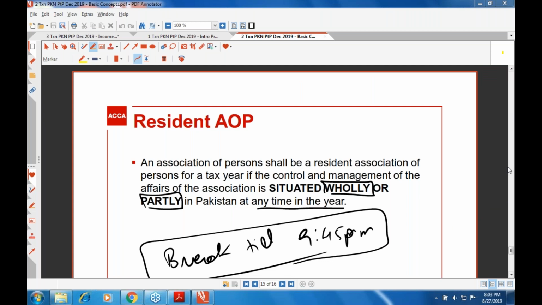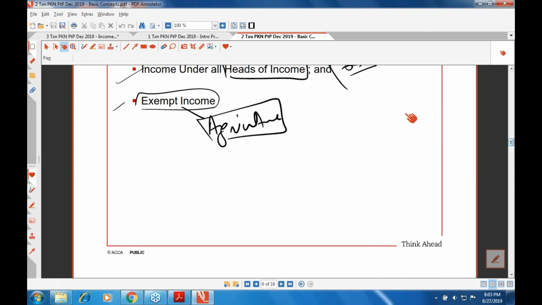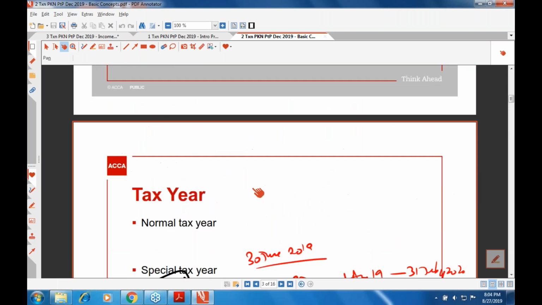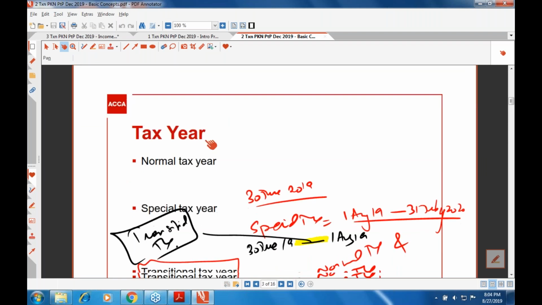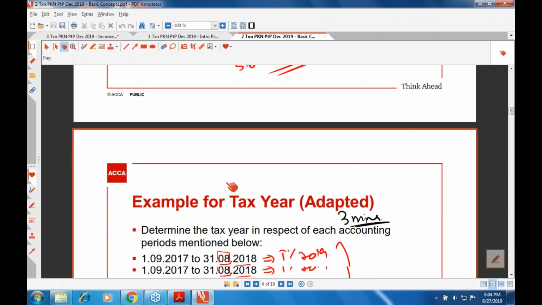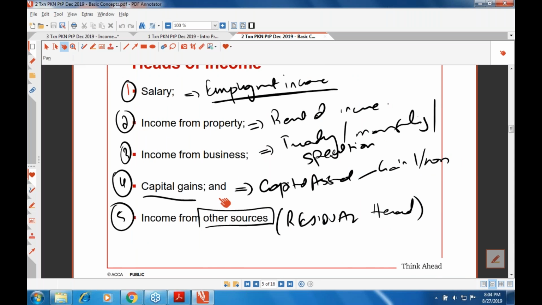Then we started off discussing the basic concepts which are essential in order for us to do taxation. The first concept I talked about was the concept of tax year. We talked about what exactly a normal tax year is, what a special tax year is, and what a transitional tax year is. We talked about the heads of income, that income is computed under these 5 heads, which could be income from salary, income from other sources, etc.